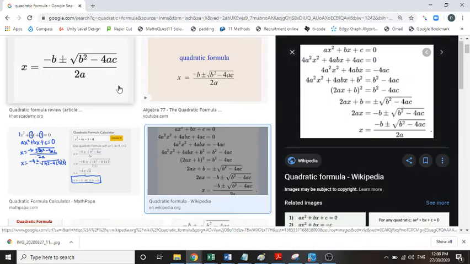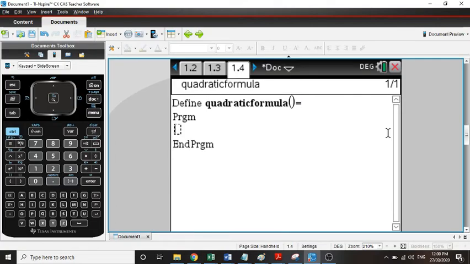Based on that, we need some variables for this. Our three variables are a, b, and c. So what we're going to do is say disp for display, and put some quotation marks in. What are the values of a, b, and c?